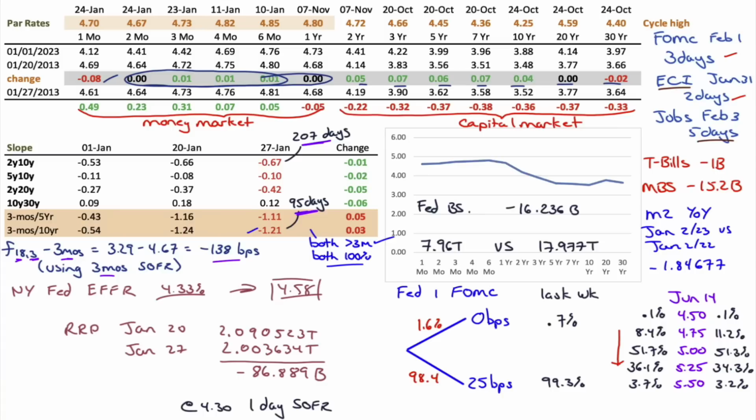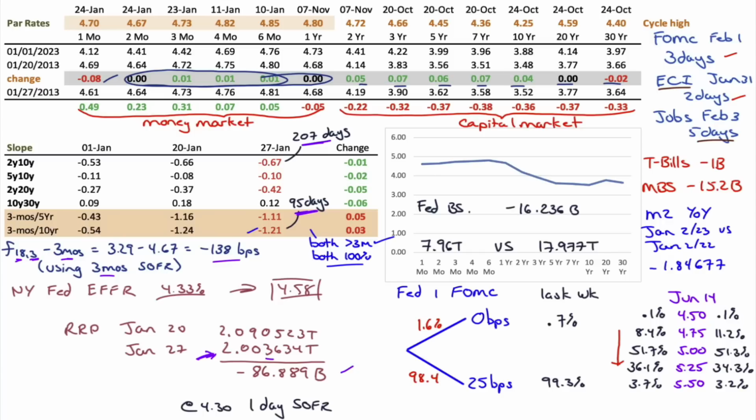Reverse repo is dropping, dropped by another almost 87 billion, almost printing a 1 right here. Not that there's much of a difference between this number and 1.99999, but it is a psychological number that will make the news when the reverse repo drops below 2 trillion, because it's been there for so very long.